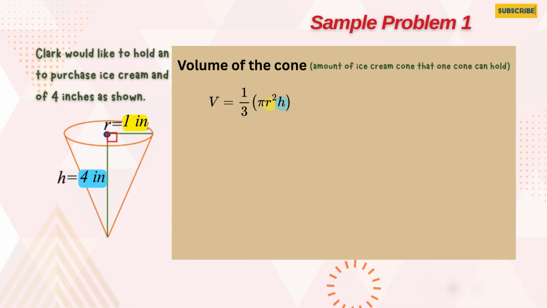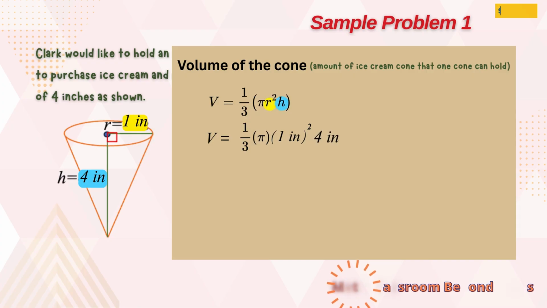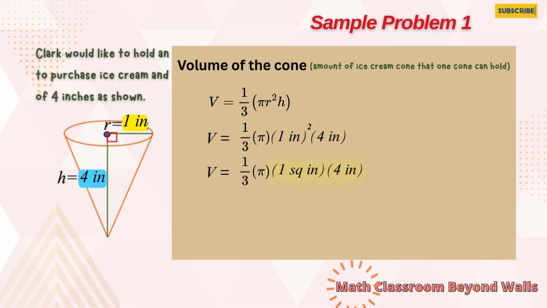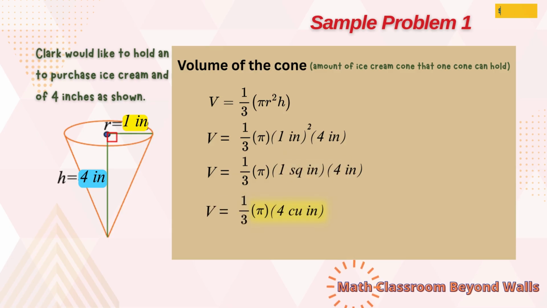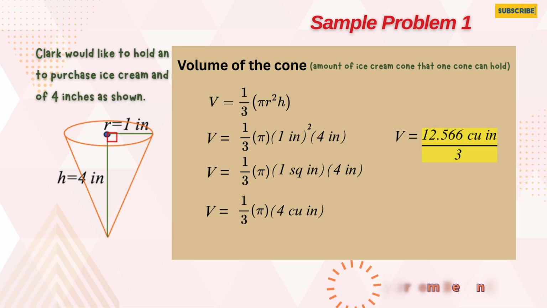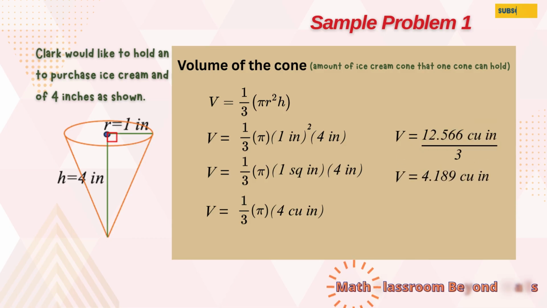Now, plugging in the values, we have multiplying 1 inch to itself gives us 1 square inch. Multiplying 1 square inch and 4 inches gives us 4 cubic inches. Multiplying 4 cubic inches and pi gives us 12.566 cubic inches. Dividing 12.566 cubic inches by 3 gives us 4.189 cubic inches. Rounding off to the nearest tenth gives us 4.2 cubic inches.